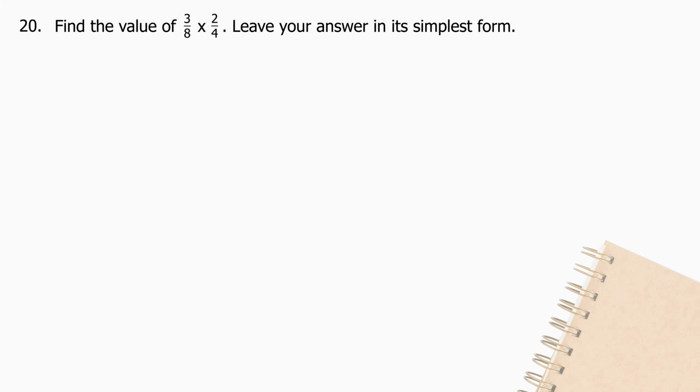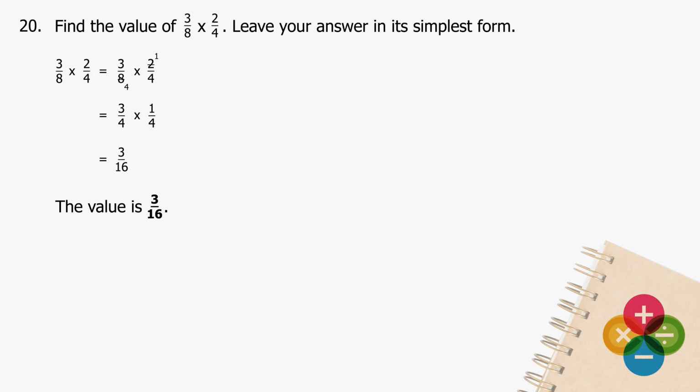Question 20. Find the value of multiply 3/8 by 2/4. Leave your answer in its simplest form. Multiply 3/8 by 2/4, and it is equal to, multiply 3/4 by 1/4, and the product is 3/16. The value is 3/16.